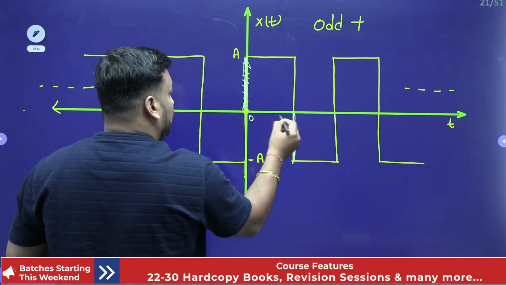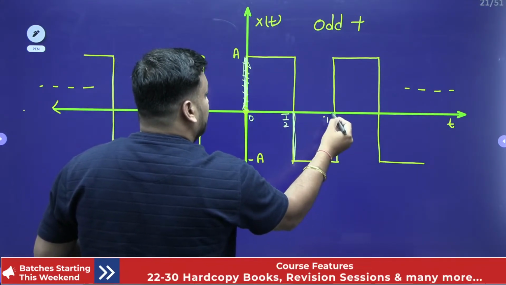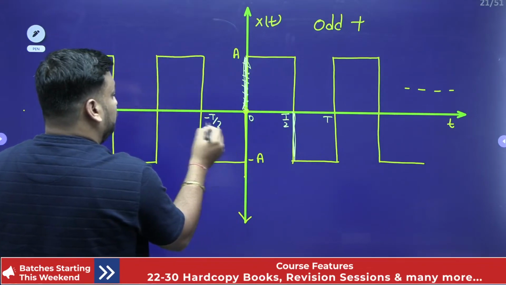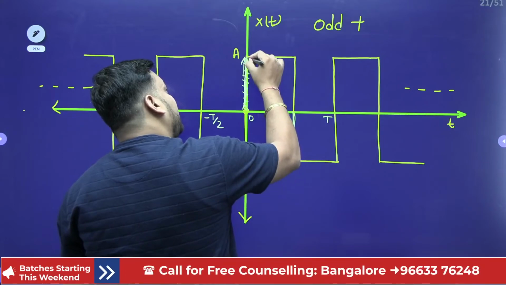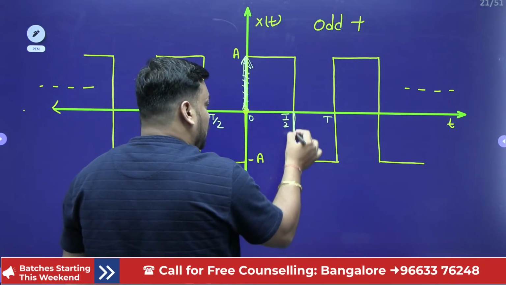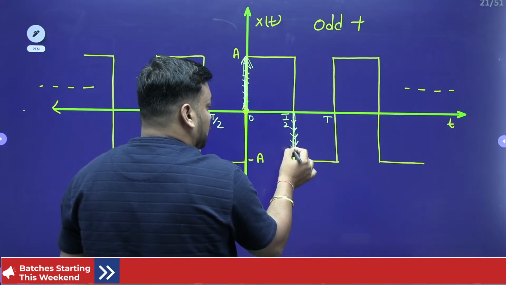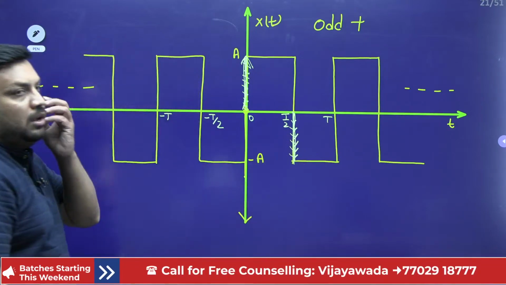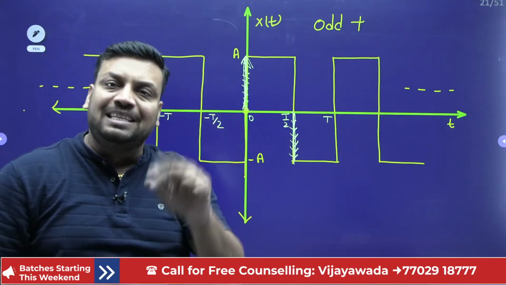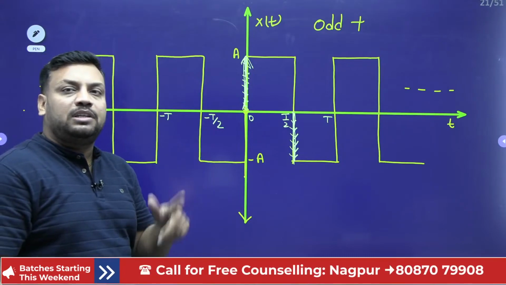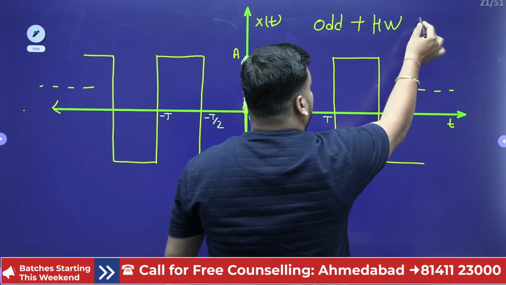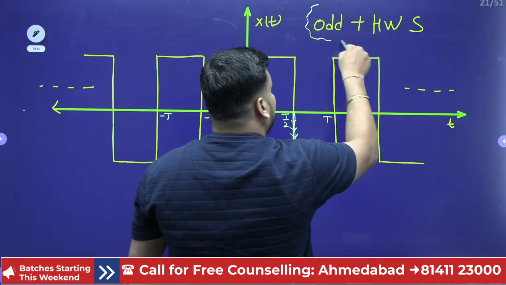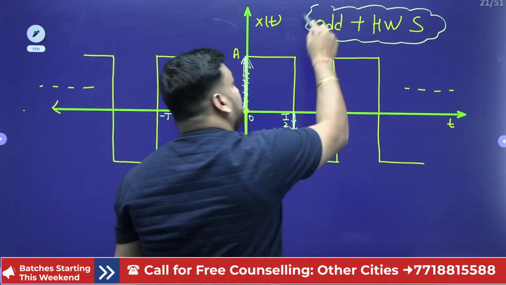And this is 0, this is T by 2, this is T. This is the fundamental time period, yes or no? So at t equal to 0, we have a rising edge of plus A magnitude, and here we have a falling edge of minus A amplitude. It means it satisfies the edge criteria, and because of that the signal is also HWS, sir. Now the signal satisfies HWS as well as the odd symmetrical condition.